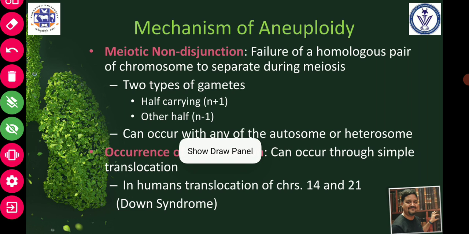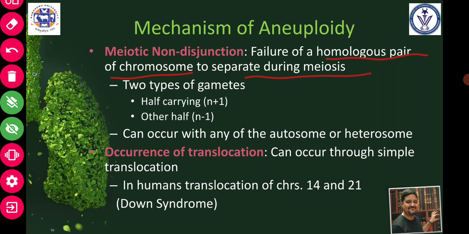Now, what are the mechanisms for creation of aneuploidy? We have seen the mechanism of creation of polyploidy. Here, how are these aneuploids being created? The first one is meiotic non-disjunction. Meiotic non-disjunction means the failure of a homologous pair of chromosomes to separate during meiosis.